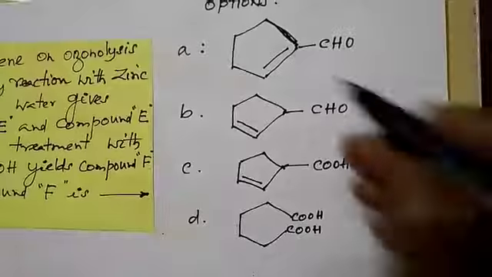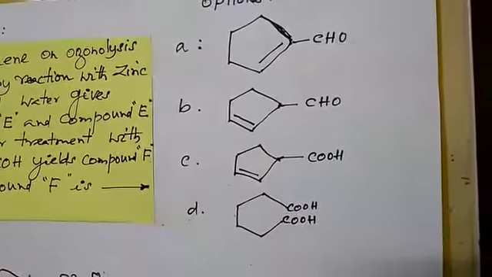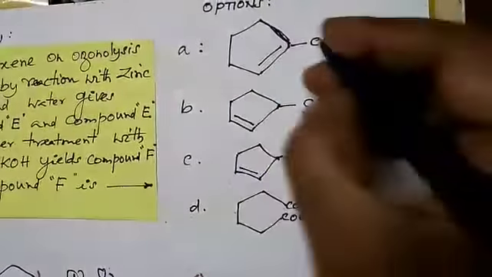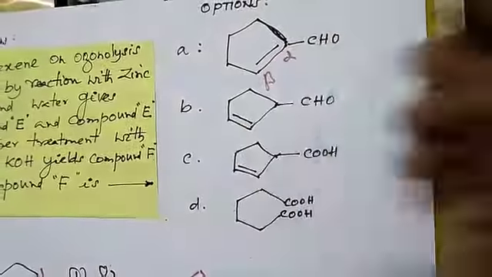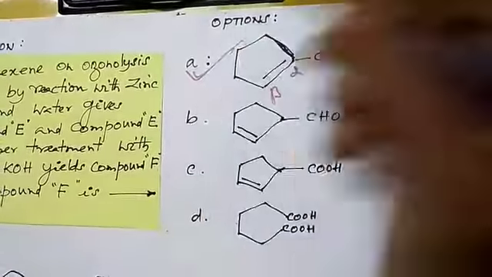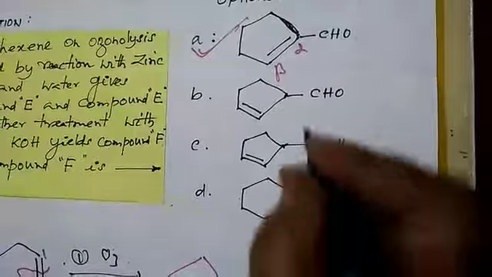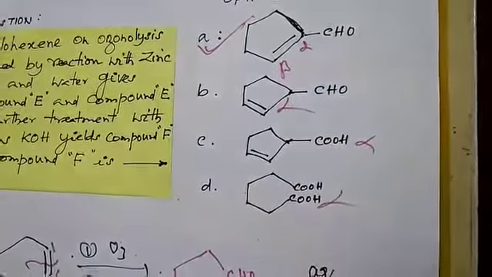Now verify with the product, the alpha and beta. This is easy to follow. Alpha and beta unsaturated, so this is your option. Here the double bond is not in between, so it is not a correct answer. So these are not correct answers.